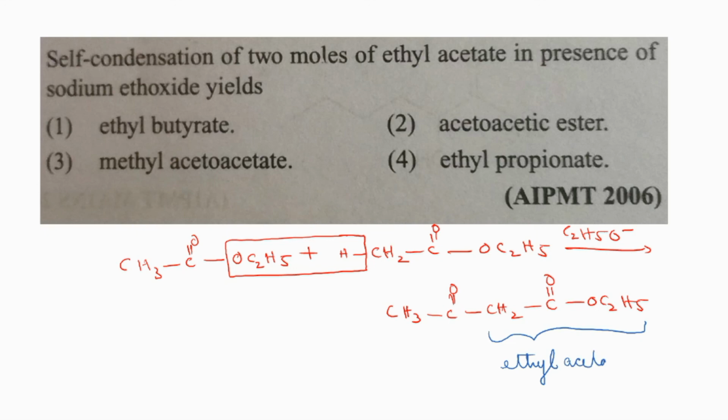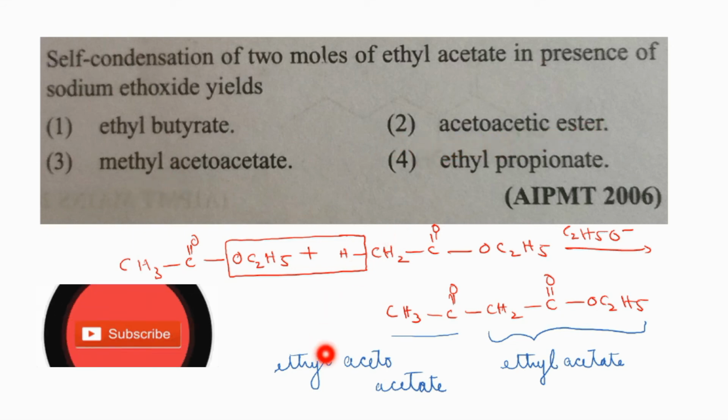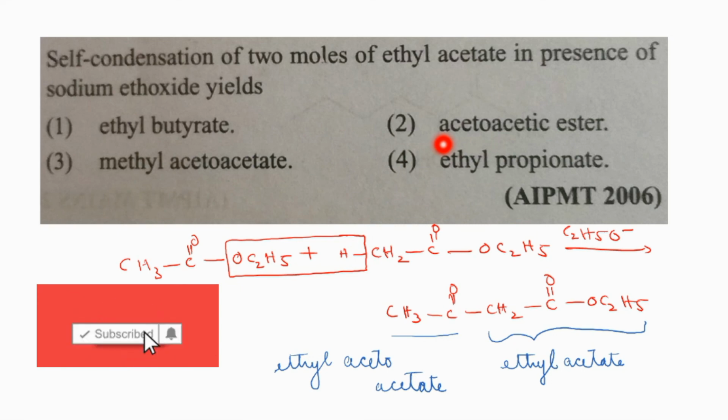Correct? But see this one more aceto group is also attached to that. So how can we write the name? The common name of this compound will be ethyl acetoacetate. We should write like that. From the options given, can you choose the appropriate answer? It will be acetoacetic ester. This can also be told like that, right? So second option is the correct answer.